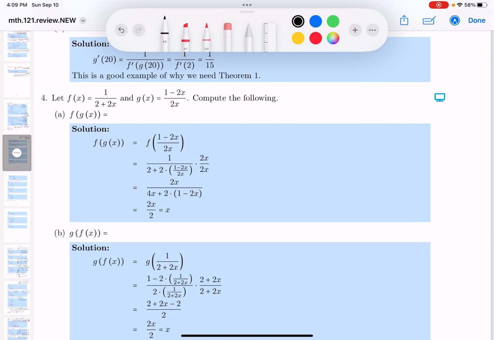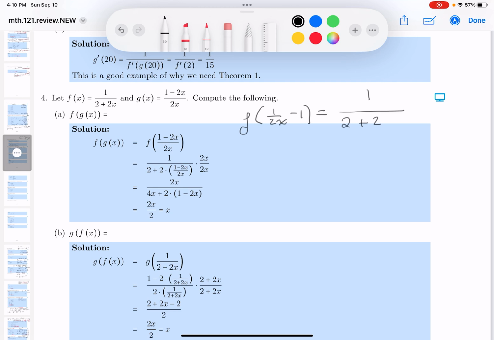Okay, we're given f and g, and they appear to be inverses, and they want us to verify that if I compose these two, they'll produce x, which is what we're expecting to see. So let me write this down, f of g of x. I'm looking at g of x, and g of x is really 1 over 2x minus 1. And what does f do to it?